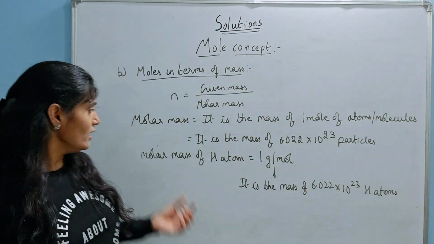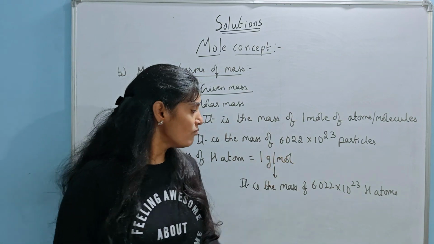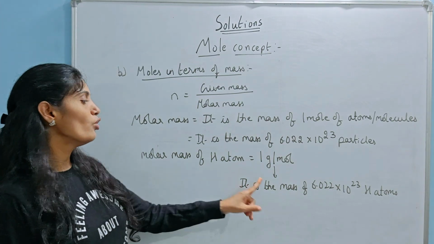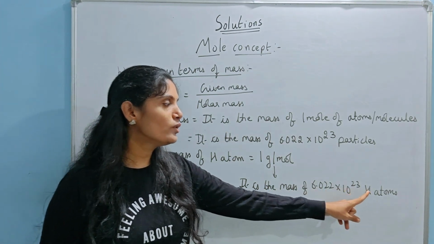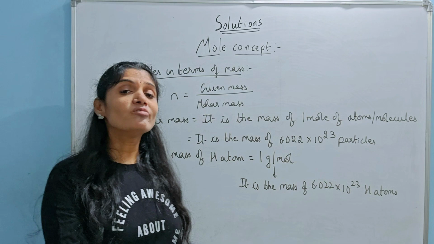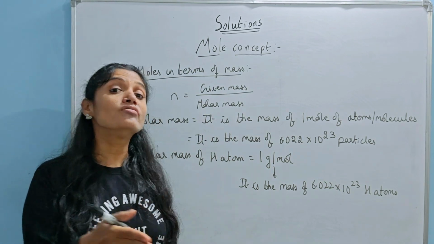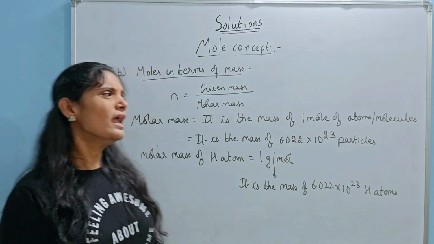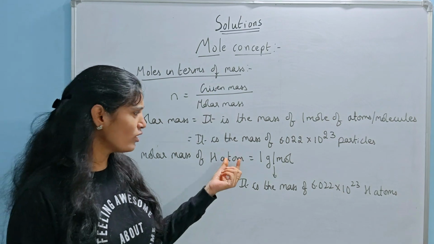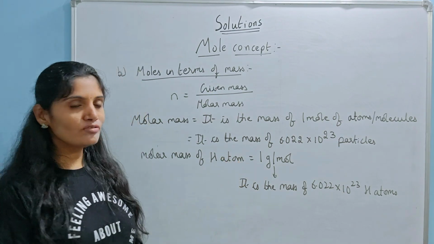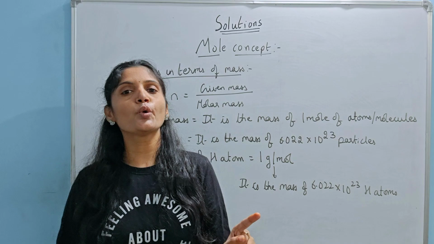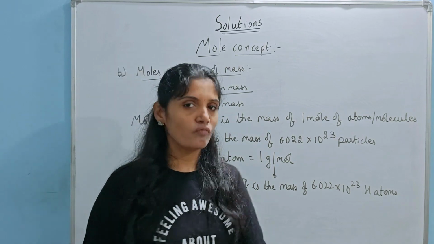Am I right? When I am saying molar mass of hydrogen atom is 1 gram per mole, what am I talking about? I am talking about mass of 6.022 into 10 to the power of 23 hydrogen atoms. Mass is how much? 1 gram per mole. So whenever I am saying molar mass, we are talking about 6.022 into 10 to the power of 23 particles. Here I am talking about hydrogen atom, not hydrogen molecule. So what is our entity here? Atom. So whenever I say molar mass of hydrogen atom, I am talking about mass of 6.022 into 10 to the power of 23 atoms of hydrogen.